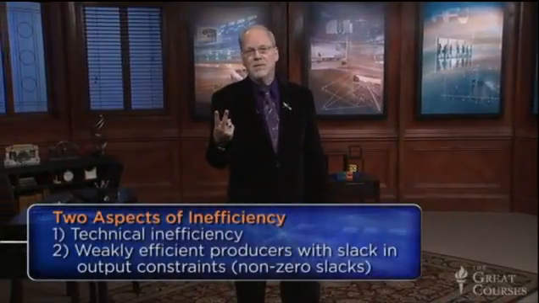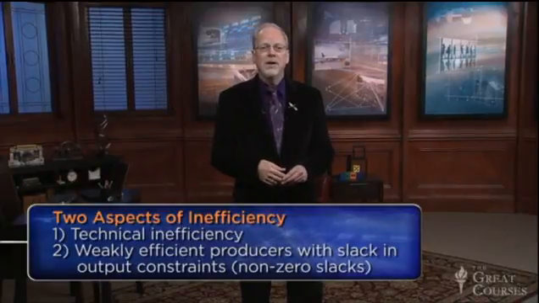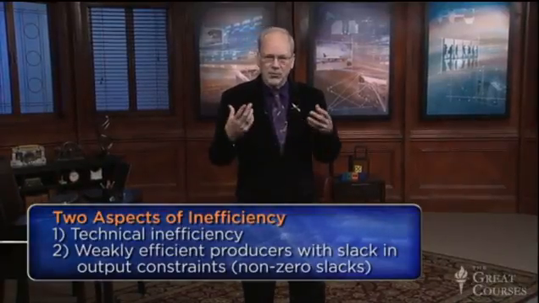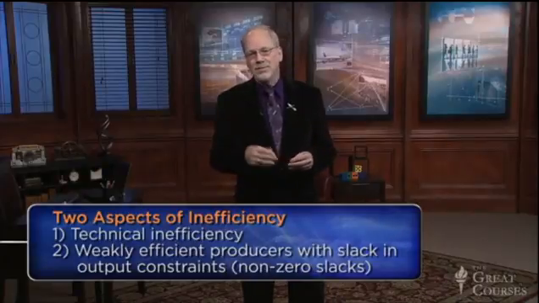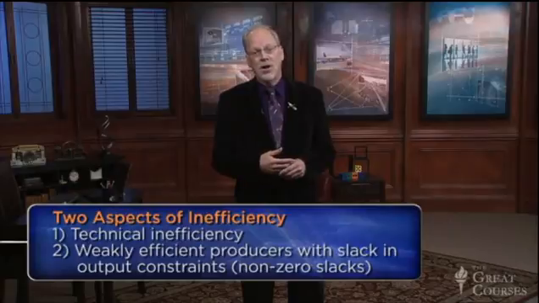Actually, a lot of the recent literature concerning DEA focuses on the fact that there are two aspects to inefficiency: the technical inefficiency, which is what we've been measuring so far, and this second factor arising from weakly efficient producers who have slack in output constraints, what's frequently referred to as the matter of non-zero slacks.